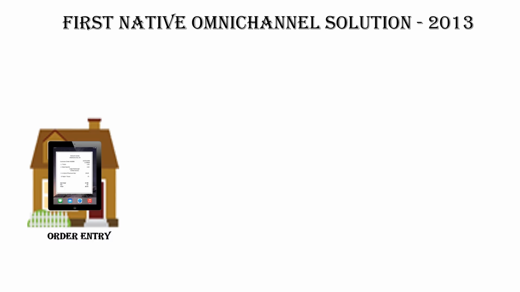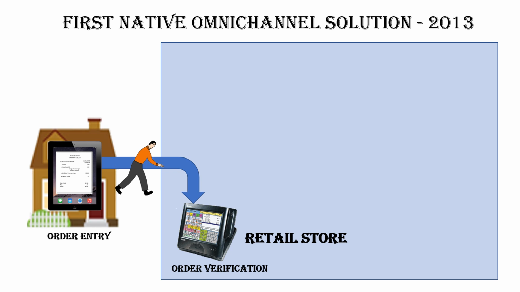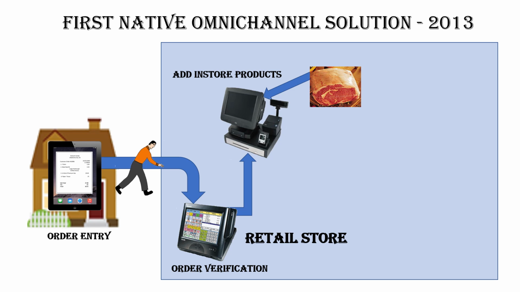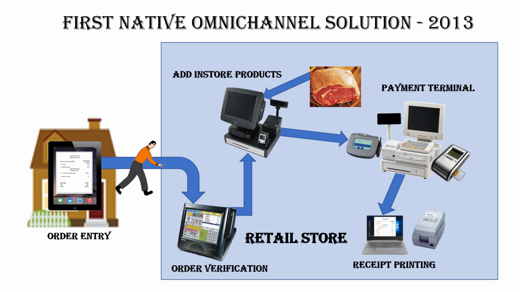So first, you enter your order on a tablet at home. You then go to a retailer and verify your order at a different POS. From there, you go to another one and maybe add other items to your order. And when you're ready, you go to a different POS to pay for the transaction. And then finally, you go to a receipt printing station to get a paper receipt or have it sent electronically to your account. With this model, they were way ahead of the world.